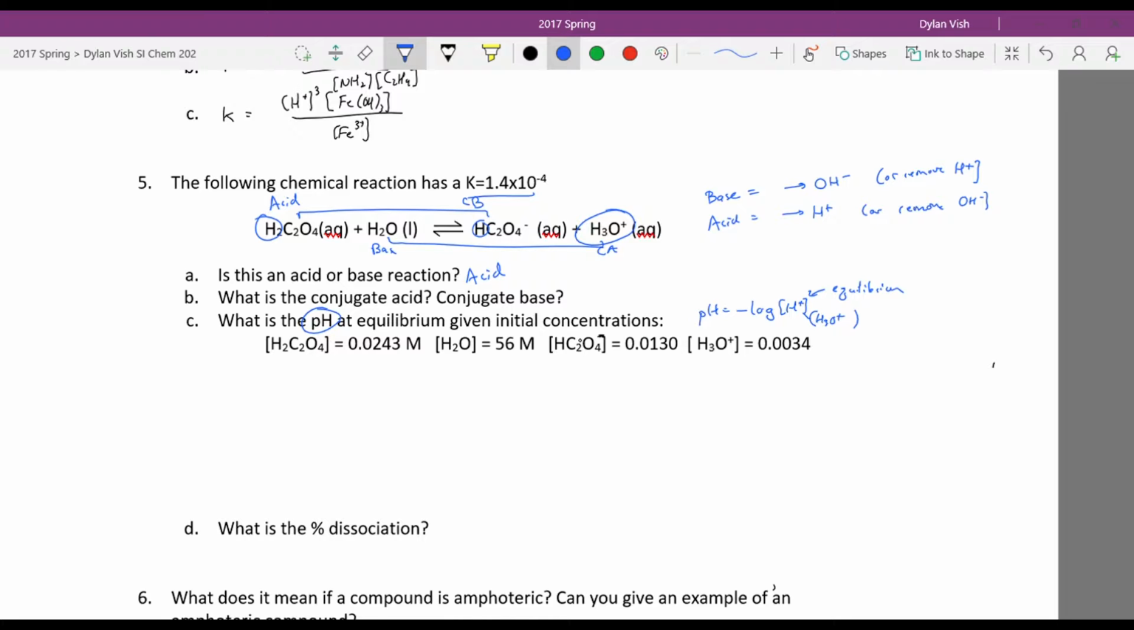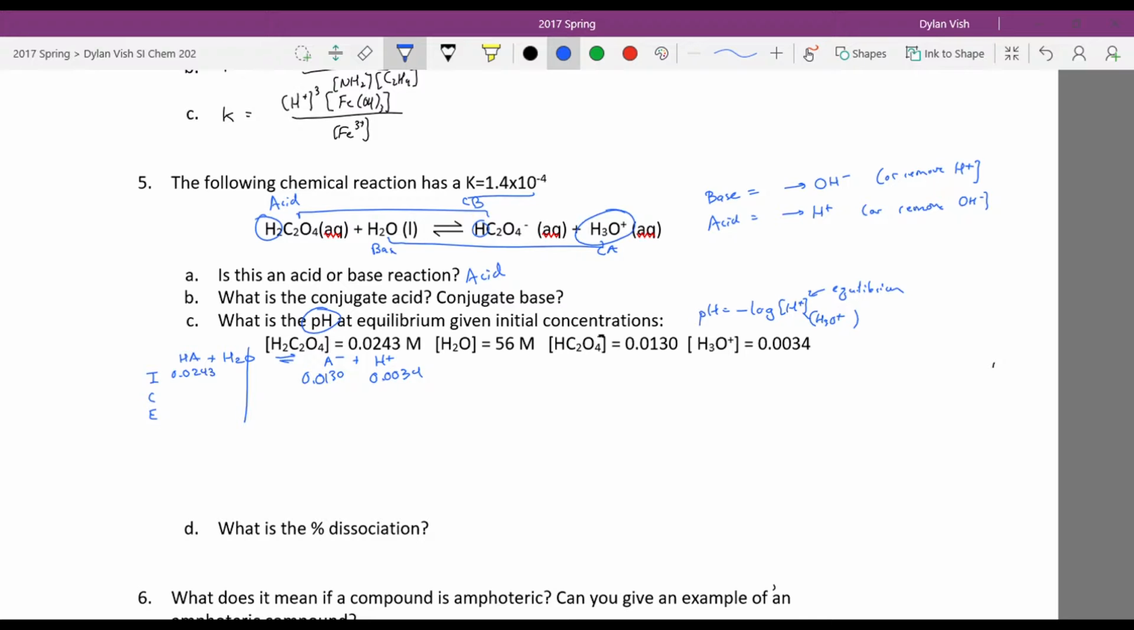So what we need to do is make an ICE table. Initially, we have our HA plus our water in equilibrium with our A minus plus our H plus. HA, we have 0.0243. H2O we don't care about because it's a liquid. A minus, we got 0.0130 and H plus 0.0034. Now, which direction does this go?